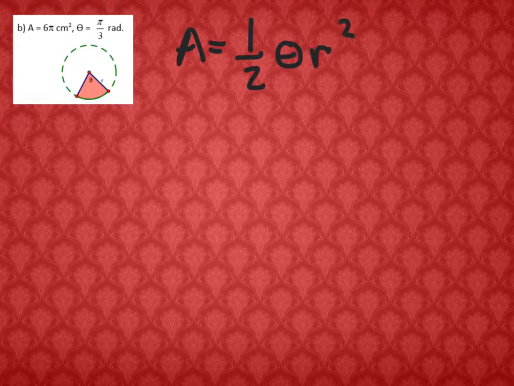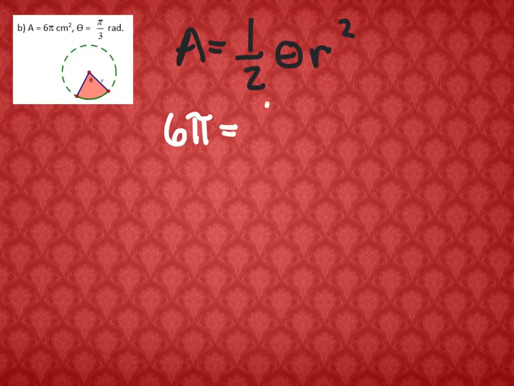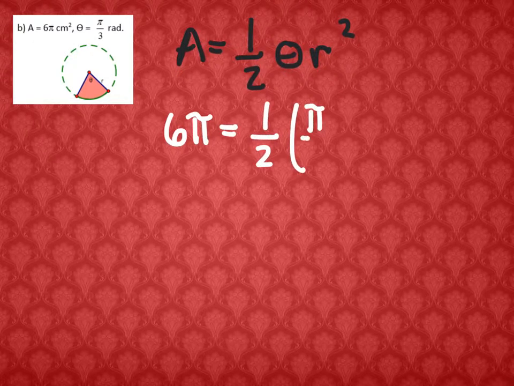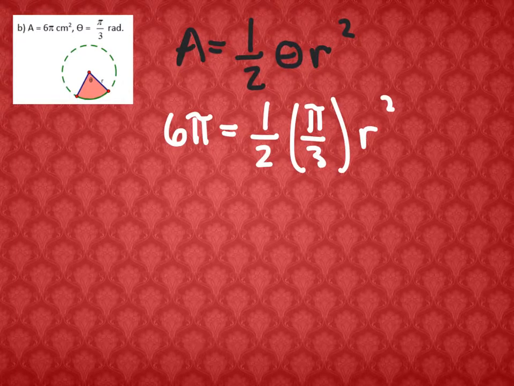Area is found with this nice little formula when you are in radian mode. This finds the area of any sector. Now what's a little bit different with this one is they give you the area, so they're going to give you 6 pi as the area. They're going to give you your number of radians, and they're interested in r.